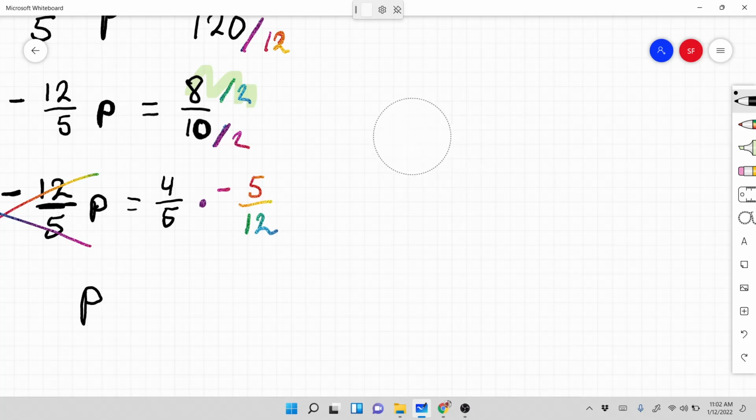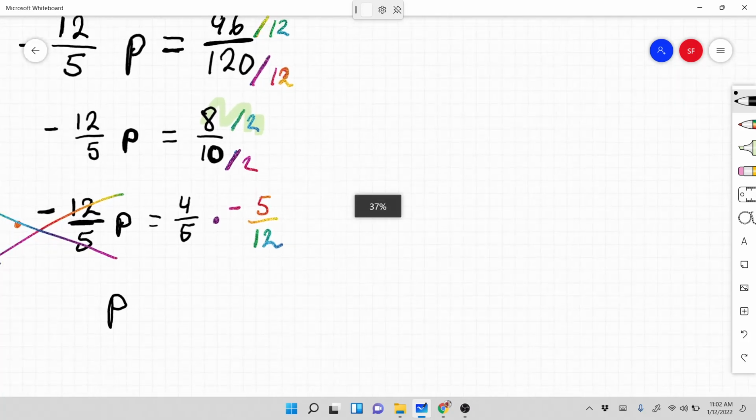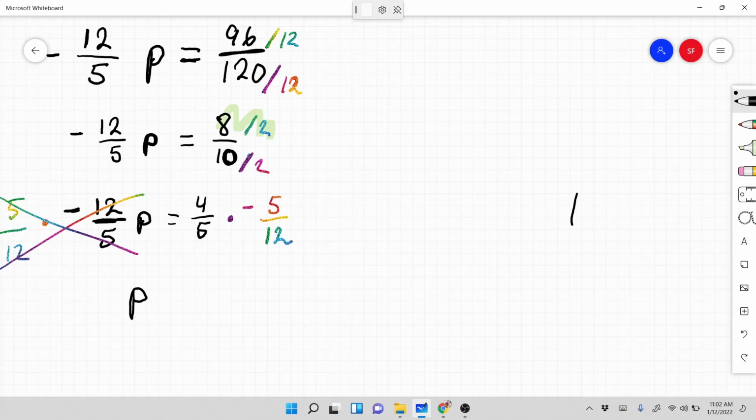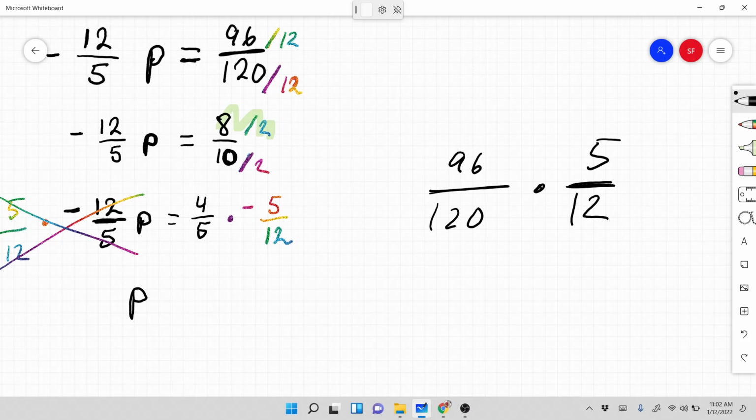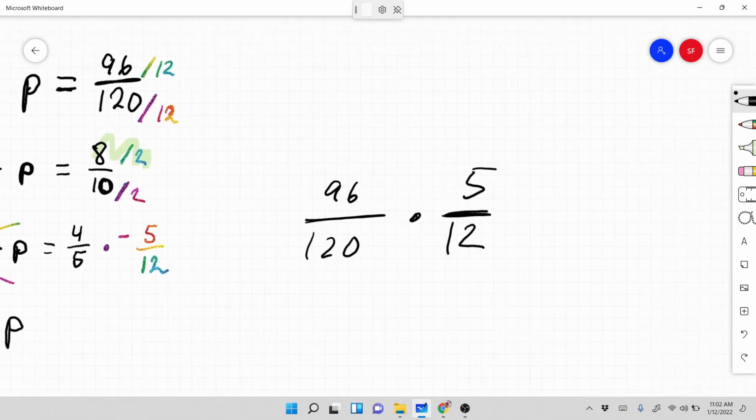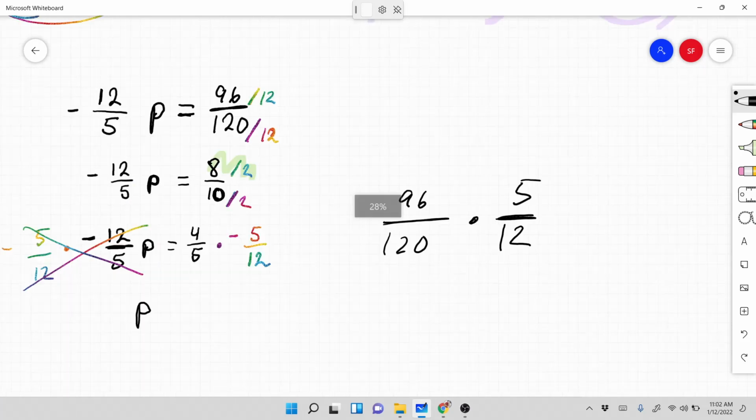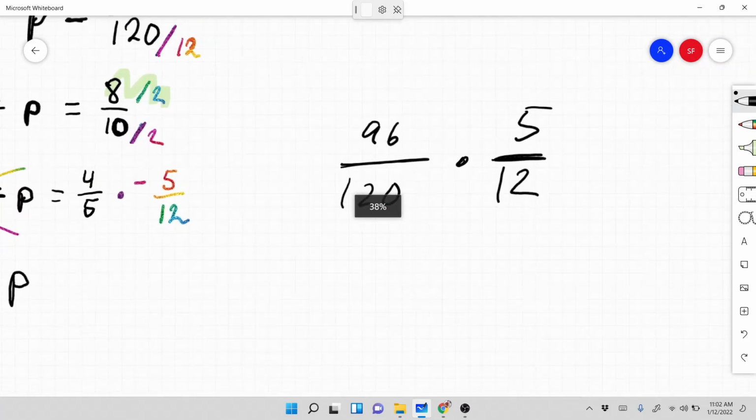Let's see. Let me see if I can follow where you are. So you've got 12 down here, and then so you should have had 12 down here and then 120 down here. Is that right? On your fraction that you're multiplying? And then this was a 5 and this was a 96. Is that right? Is that what you're multiplying right now? Okay.